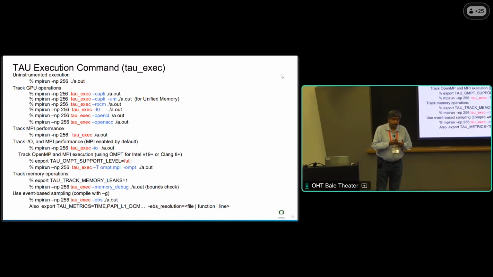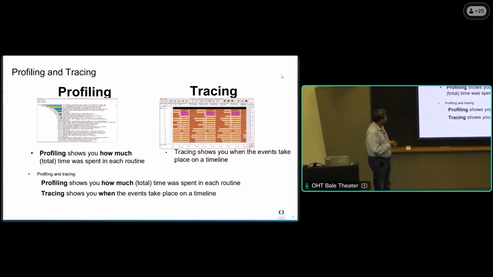If your application is exceeding the allocated bounds, you can do bounds checking. You can use memory leak detection. You can use event-based sampling, even with hardware performance counters. With this tau_exec tool, you can do a lot. You can instrument in different runtimes and generate the performance data. It generates profiles as well as traces. Profiles show you the cumulative summary statistics, while traces can show you along a timeline what happens when.